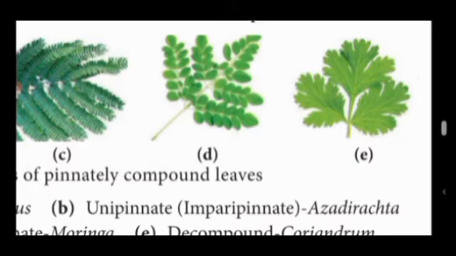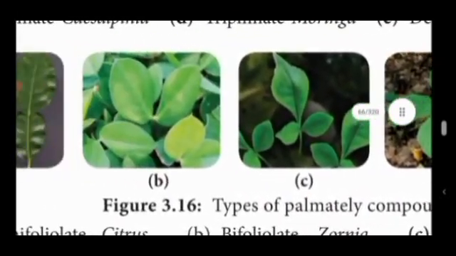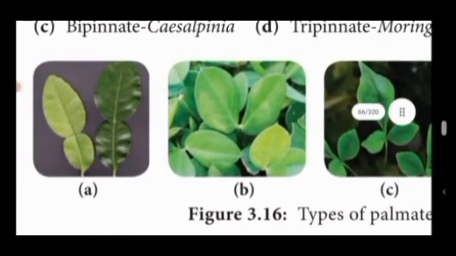The next is the palmately compound leaf. In a palmately compound leaf, the leaflets are arranged like a palm. It is defined as one in which the petiole bears terminally at the tip one or more leaflets which seem to be radiating from a common point, like fingers from the palm. So it looks like a palm, and from the palm the fingers arise.